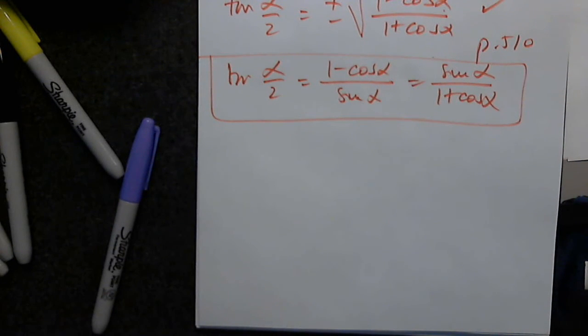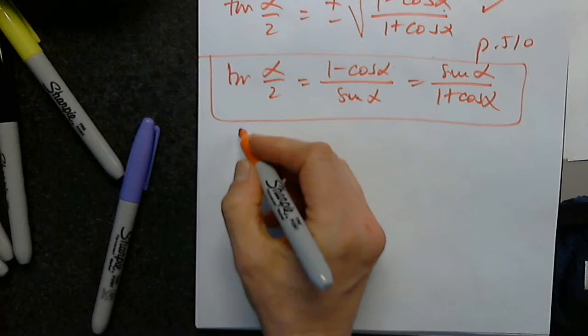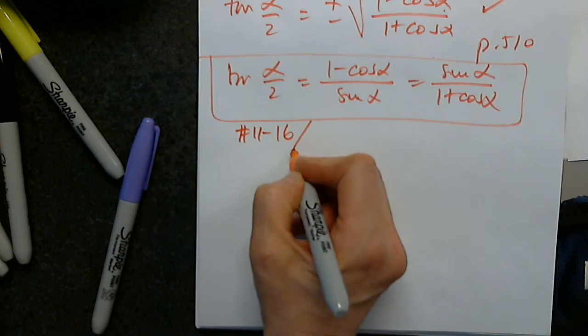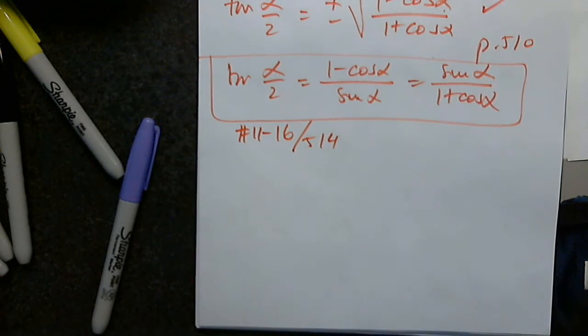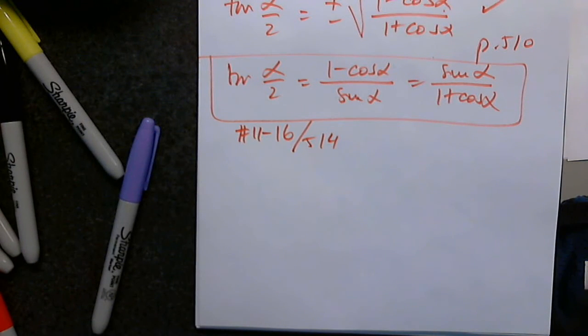So any problem, but let's take it step by step. So we have examples from everything. So we are now in 11 through 16, 11 through 16 on page 514. Use the formulas for lowering powers to rewrite the expression in terms of the first power of cosine. 11 through 16. These are, most of them, very hairy, very long.